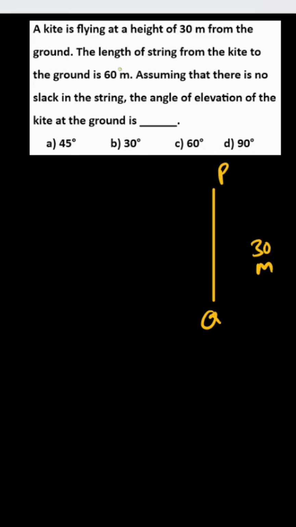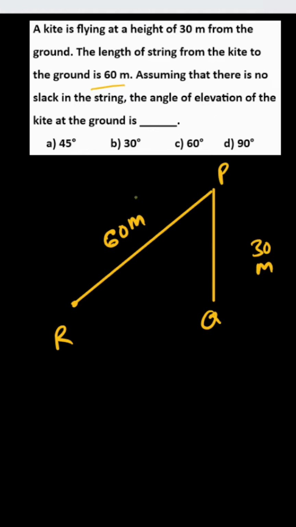Then from the ground, the length of the string from the kite to the ground is 60 meter. So ground means I can take another point R, and the string which is attached to kite P, this PR length is 60 meter, not 30 meter. It's 60 meter, assuming that there's no slack in the string.